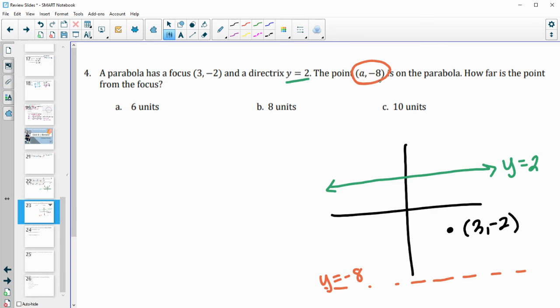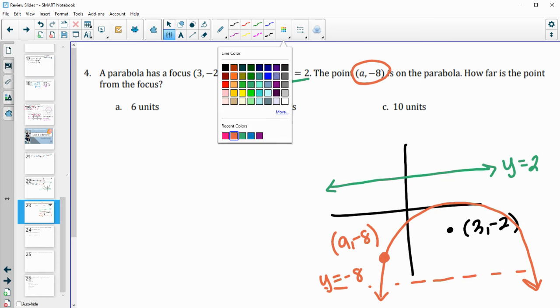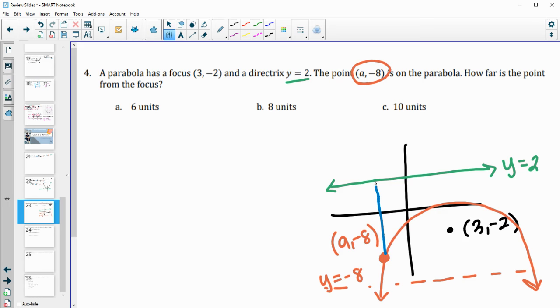And it is on our parabola. So that means that we've got this parabola that goes through here, right? And the point (a, -8) is on here somewhere. And this orange parabola is the same distance from the directrix and the focus. Okay, so any point on here is the same distance from the focus as it is from the directrix. So let's just say our point is here, (a, -8). The distance here, this distance is equal to this distance.